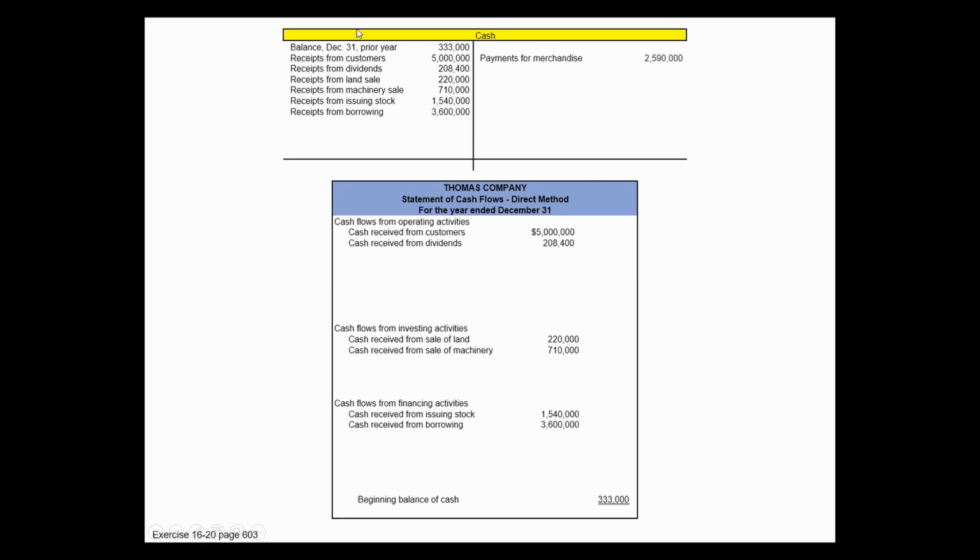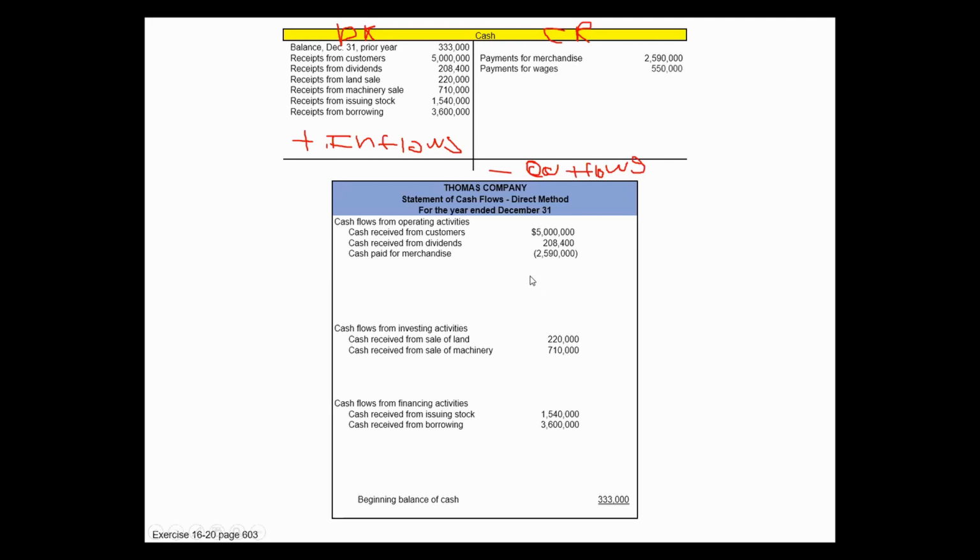Then we have our cash. These are our debits. These would be positive. These would be inflows. And these would be negative. These would be our cash outflows. We had a purchase of merchandise in the amount of $2,590,000. Again, we're going to put that in parentheses because that's a cash outflow.